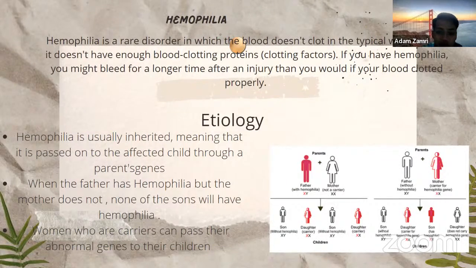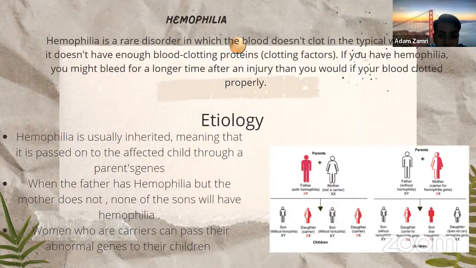For the etiology of hemophilia, hemophilia is usually inherited, meaning that it is passed on to the affected child through a parent's genes. Sometimes hemophilia can occur when there is no family history. This is called sporadic hemophilia. About 30% of people are affected by this. It is caused by a mutation of the genes.